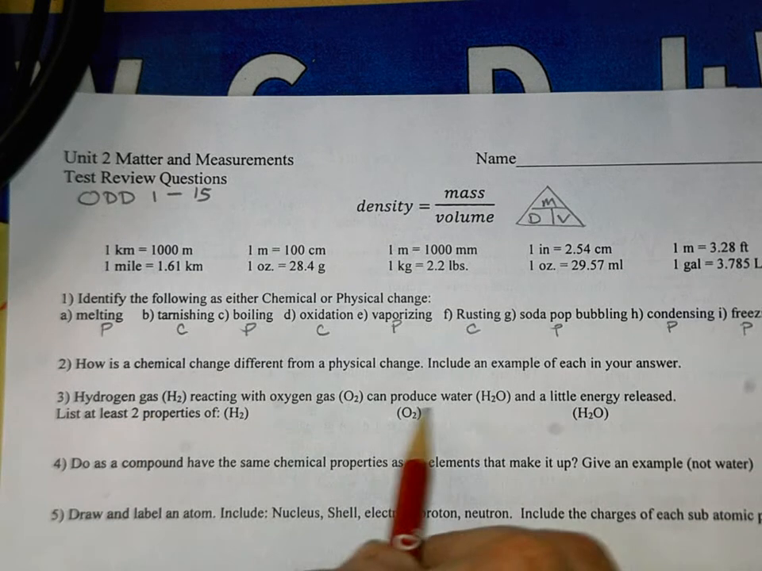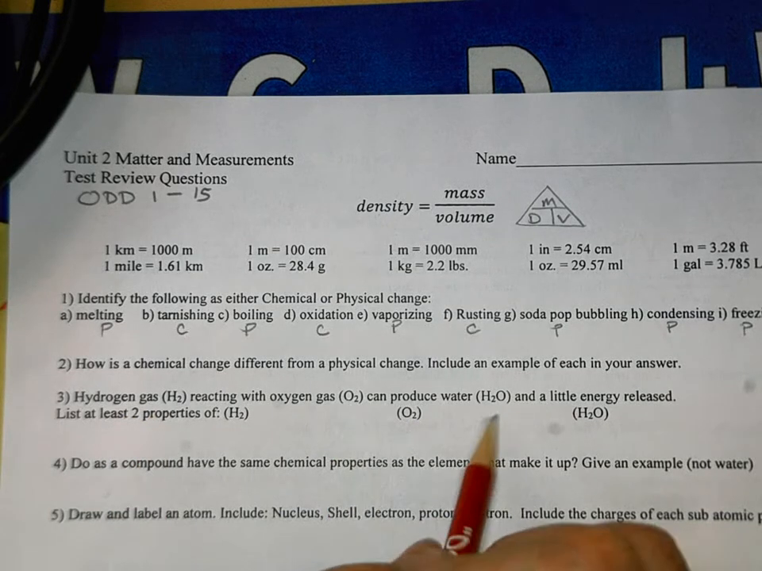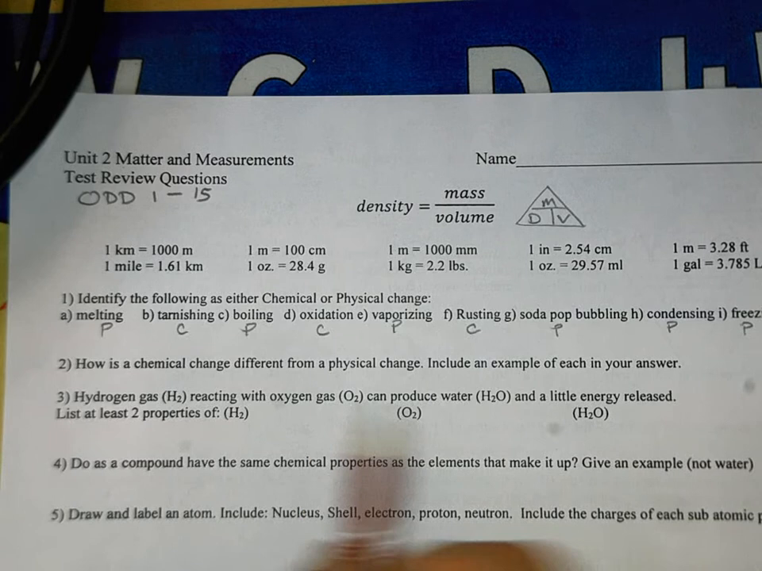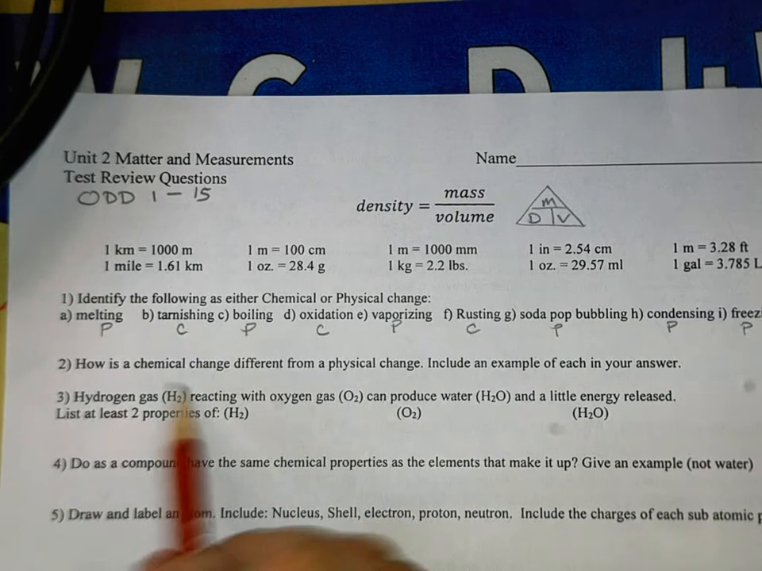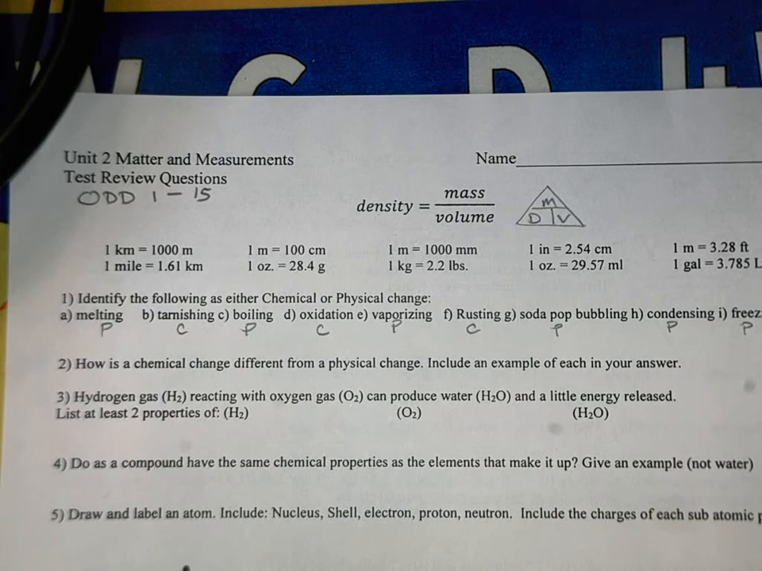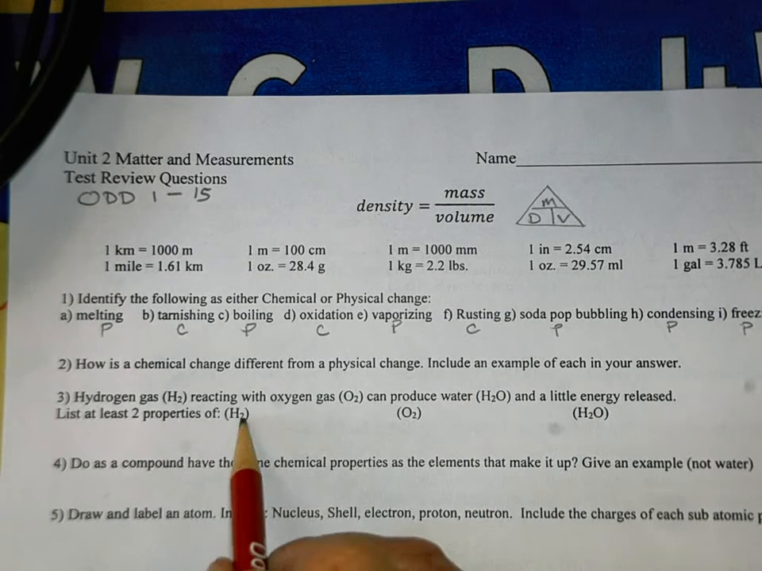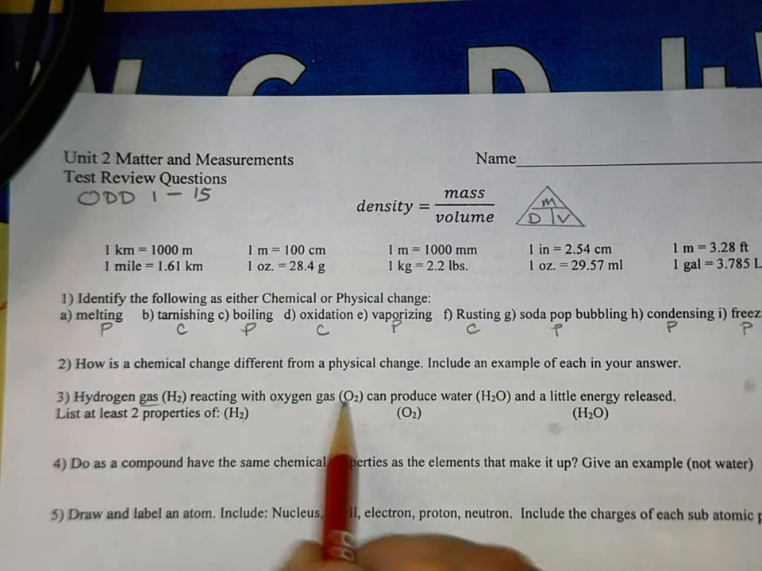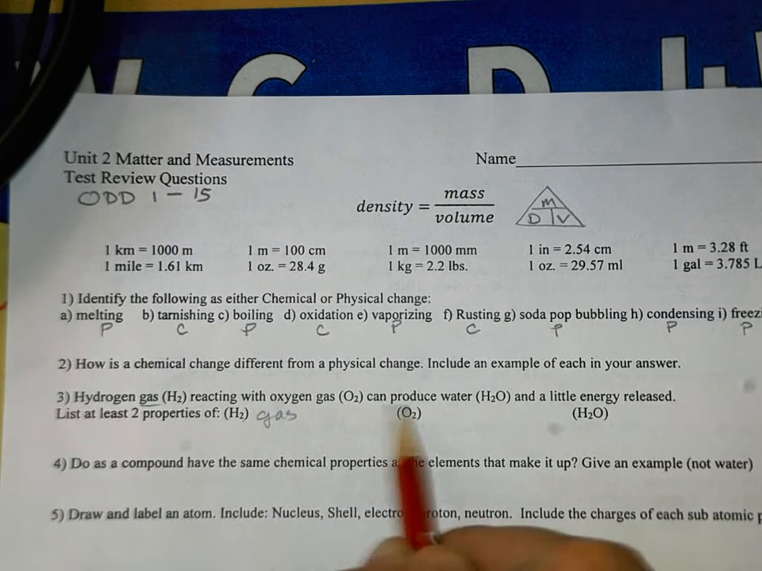Number 3, hydrogen gas reacts with oxygen to produce water. Hydrogen gas is what they use to power rockets. Oxygen is needed to allow fire to burn, and then water, we're very familiar. So I want you to list 2 properties. Well, for both of these, we both said they were a gas, so there's one property, they're a gas.